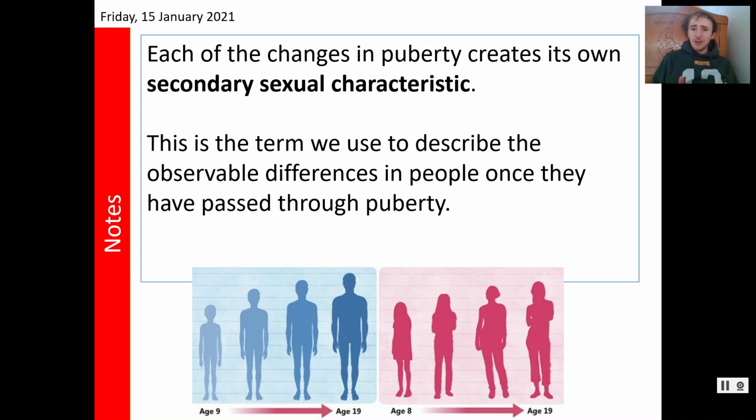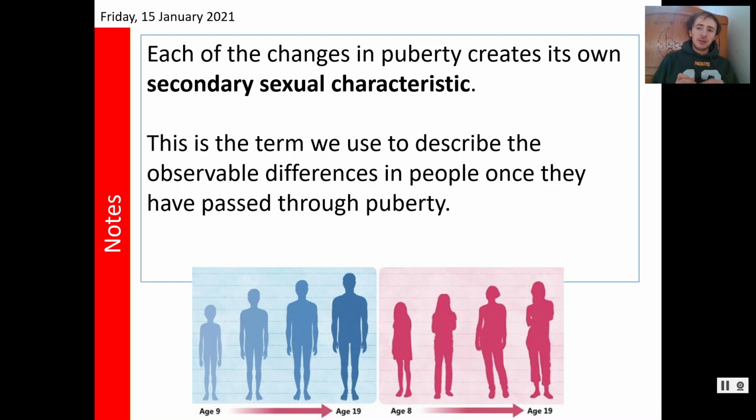So the primary sexual characteristic is having a penis or having a vagina. That is the primary sexual characteristic. The others are secondary. So having breasts is a secondary sexual characteristic of women. Having a deep voice is a secondary sexual characteristic in men. We need to know that term.